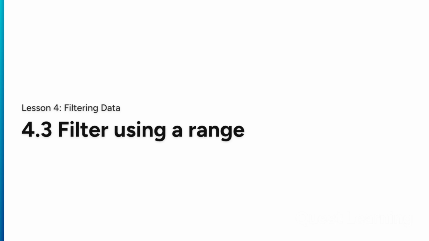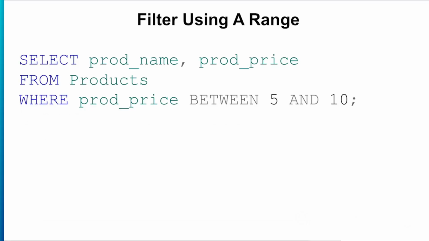If needed, you can also filter by a range. For example, what if I wanted to find all products that were priced between $5 and $10? For that, I can use a special operator called between. Here's what the code looks like. Select what I'm selecting from table, where the column name between one value and the next value.